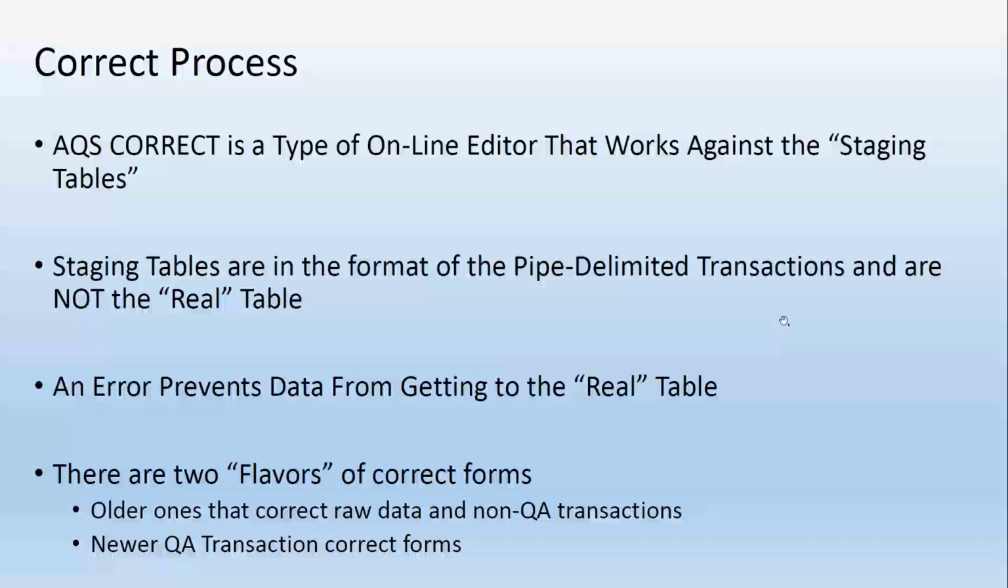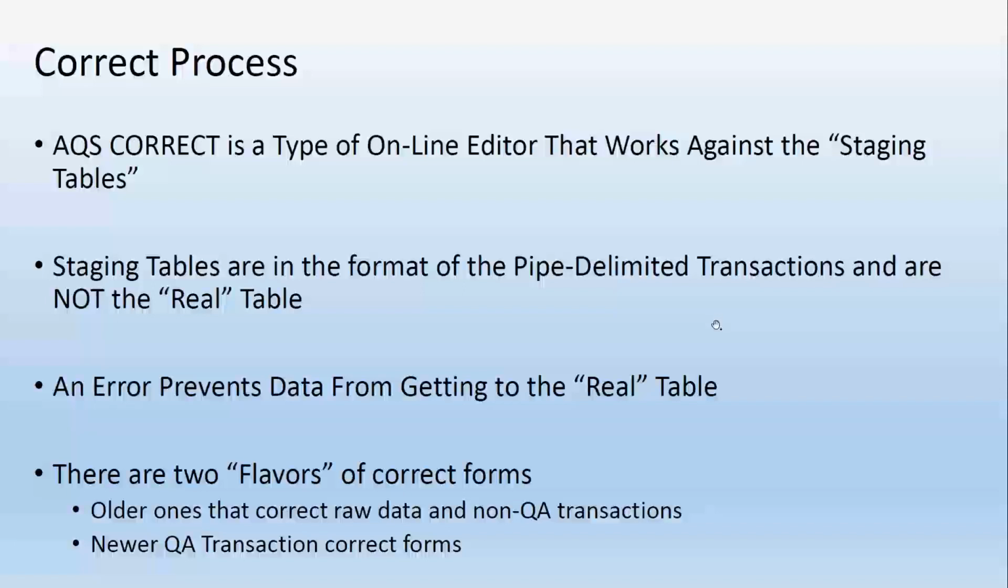And in AQS, we have a set of forms known as the correct forms. And there's essentially one correct form for every transaction type that we have in AQS, whether it's raw data or any of the multiple QA types. I think there's 17 QA types. So when you go into AQS under correct, it's essentially a one-to-one relationship between the staging table for that transaction and the correct form for that transaction.